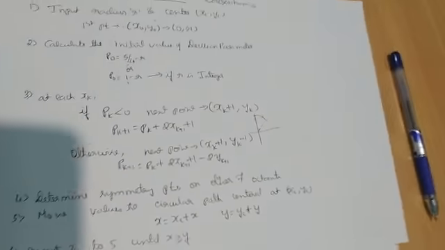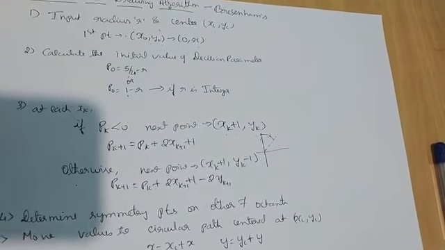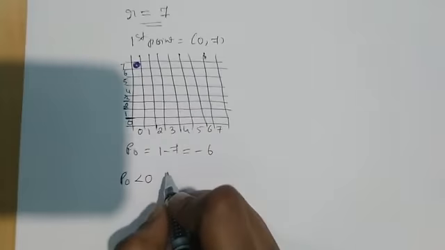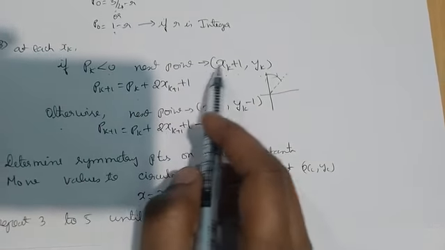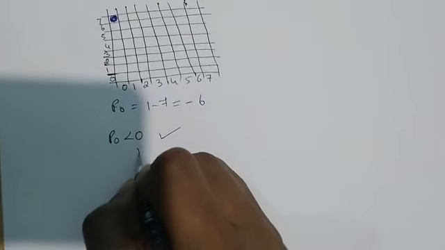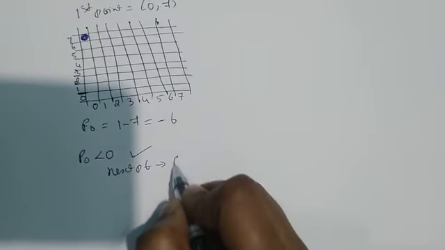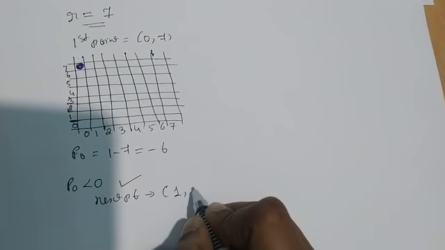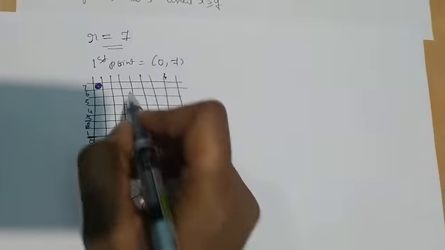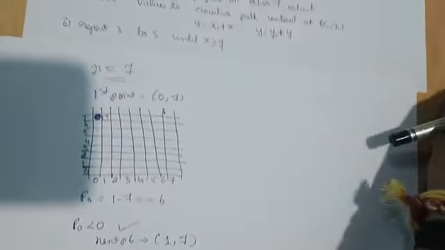Next, the steps continue. We are supposed to check the value of p and then proceed with the steps. So is p naught less than 0? Yes, p naught is less than 0. If p naught is less than 0, the next point will be incrementing x-axis and leaving the y-axis value as it is. So the initial point was 0, 7. Next point is incremented by 1 for x coordinate, and y remains as it is. So I'm supposed to plot 1, 7. This is the second point.